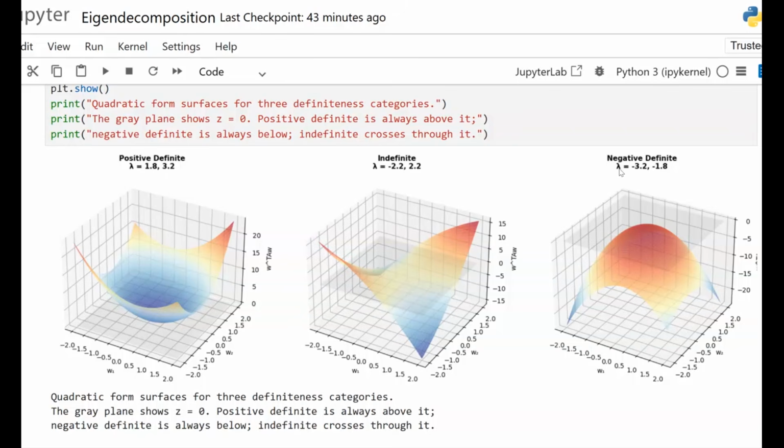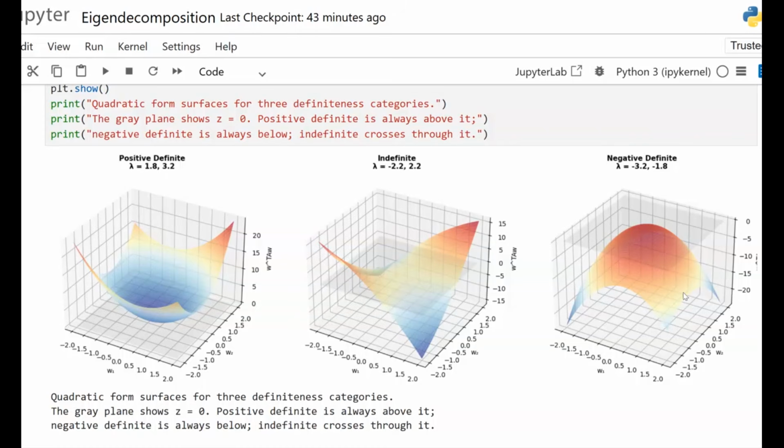So both lambdas, which are the eigenvalues, are negative, that is -3.2 and -1.8. So the surface forms a downward opening bowl, always below the gray plane. So this is the plane, okay, and here it is below the gray plane. So the quadratic form is always negative. This is the mirror analog of positive definite.